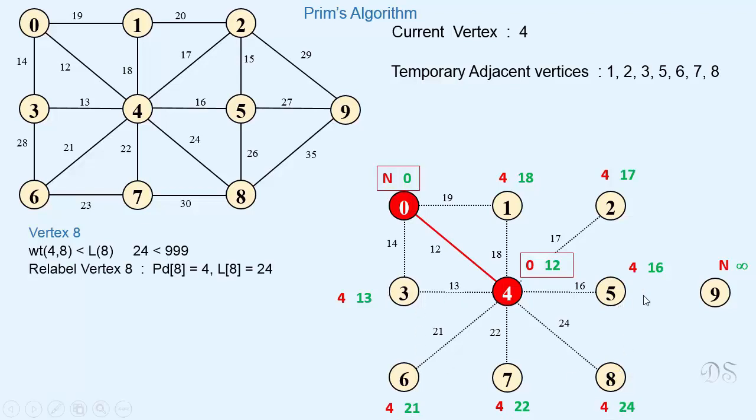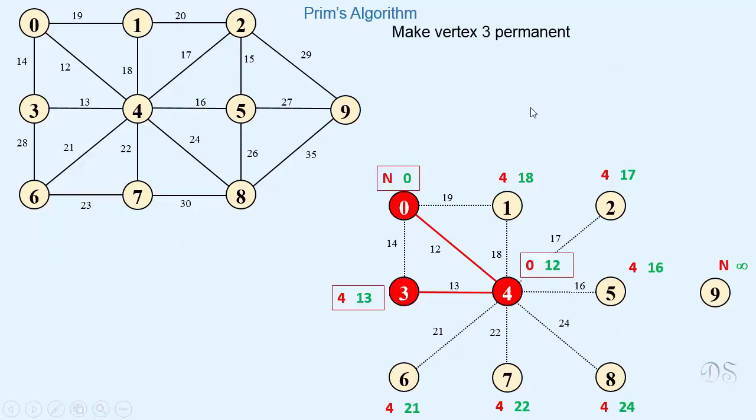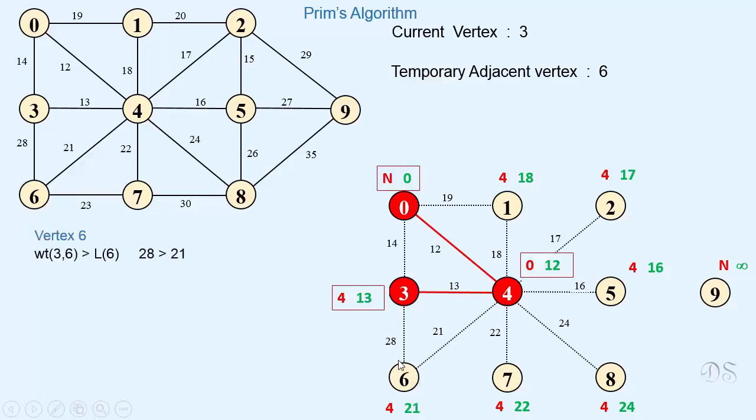Now from all the temporary vertices, this vertex 3 has the minimum value of length. So we'll make it permanent. Now predecessor of 3 is vertex 4. So this edge 4, 3 is included in the minimum spanning tree. Now vertex 3 is a current vertex. So now we'll examine this vertex 6, which is adjacent to 3 and is temporary. Now 28 is greater than 21. So we'll not relabel this vertex 6.